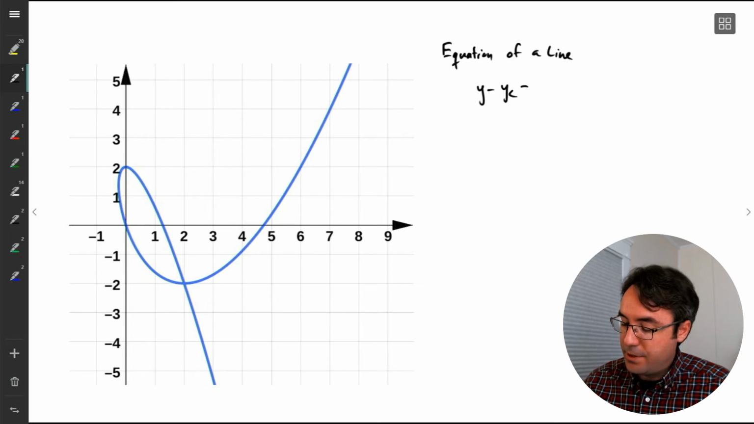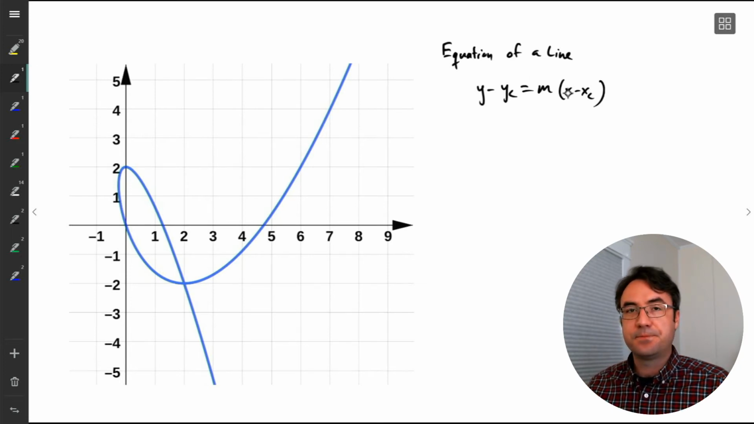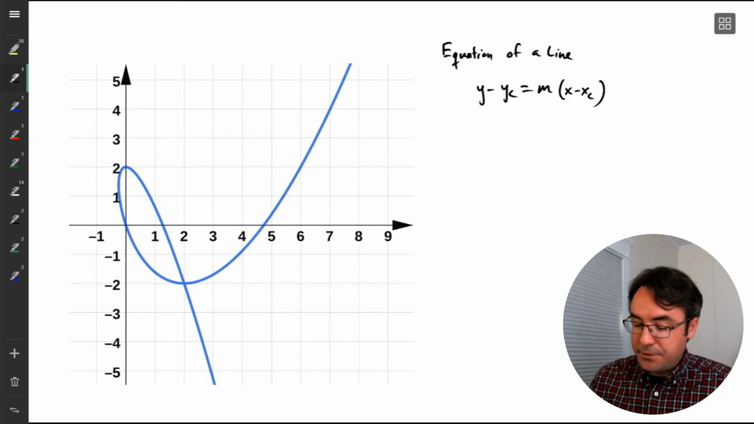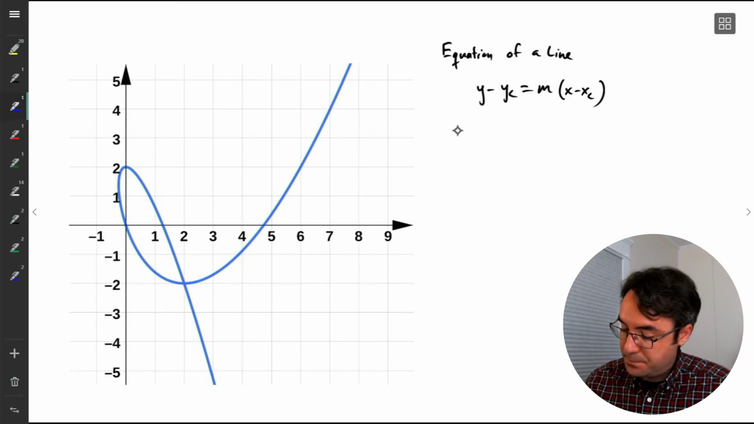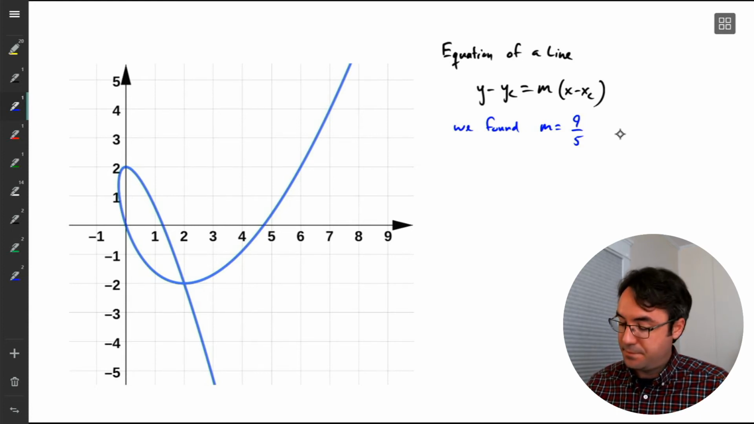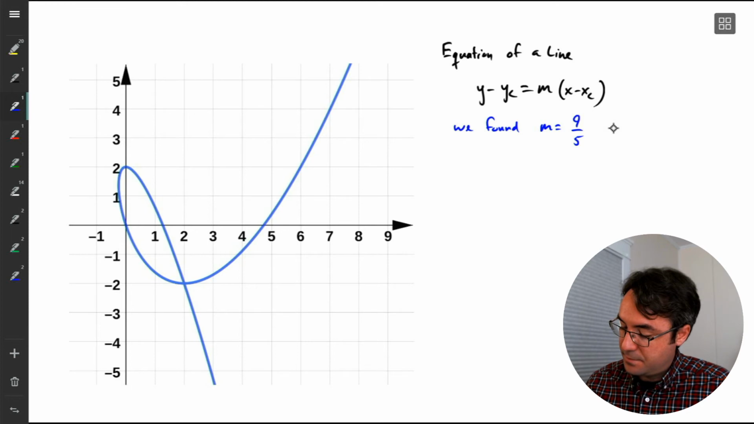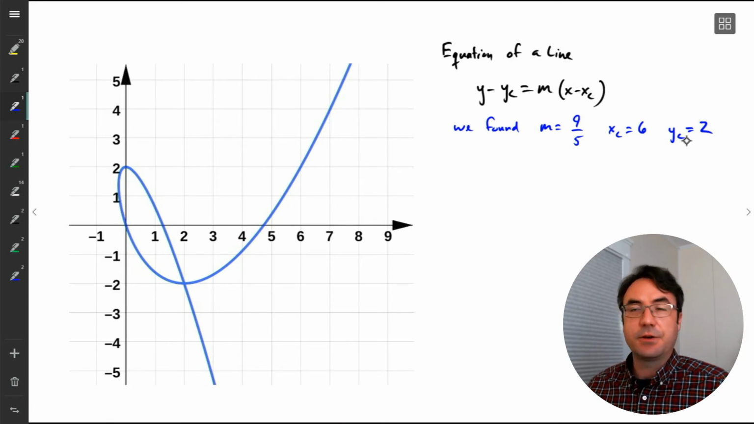Y minus our y-coordinate is equal to the slope times x minus our x-coordinate. We found the slope is 9 over 5, and we were given our x-coordinate was 6, and our y-coordinate was 2. You might have to calculate these, but we were given these.